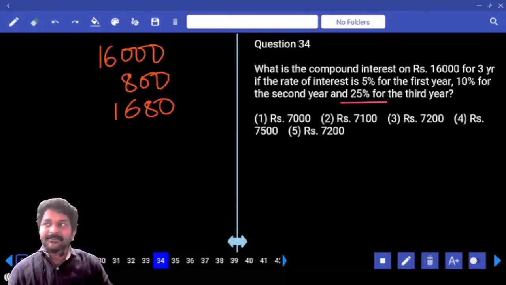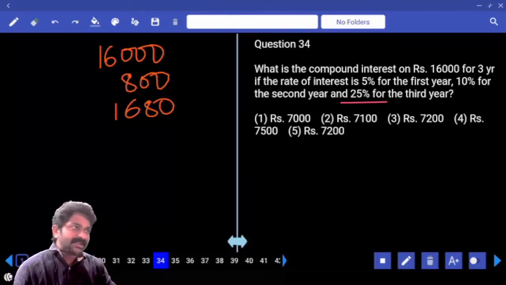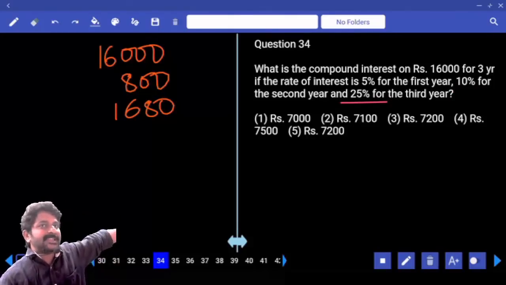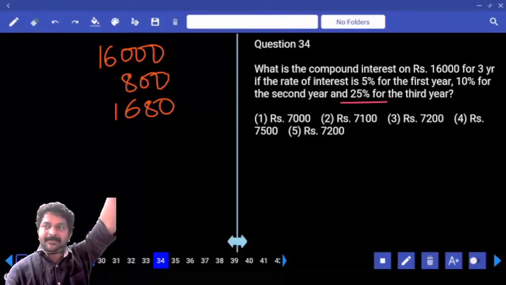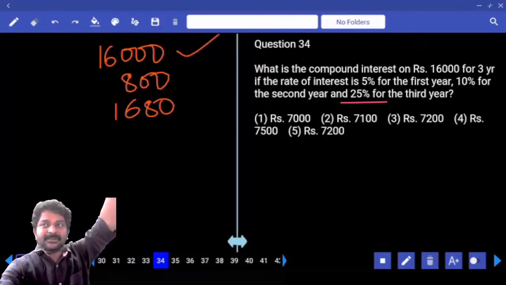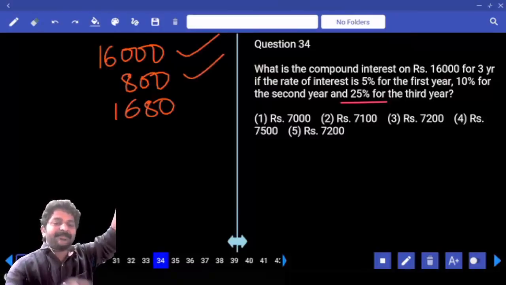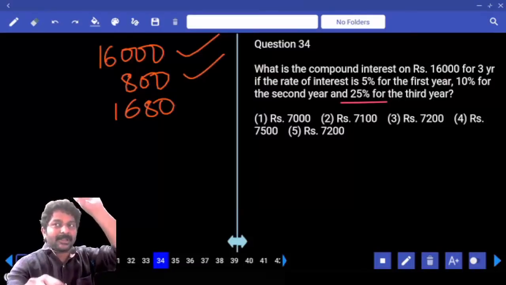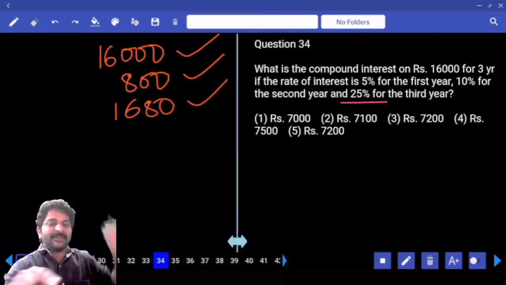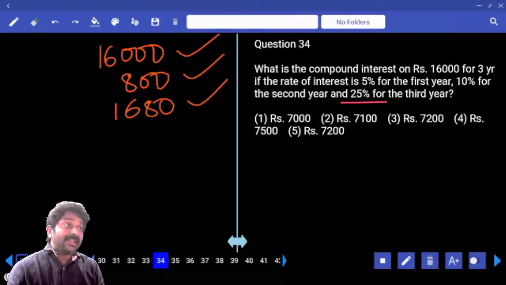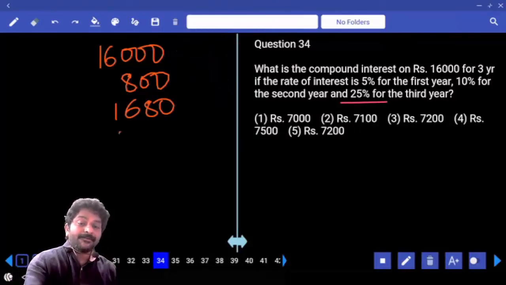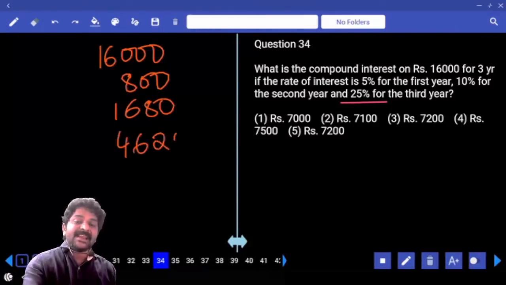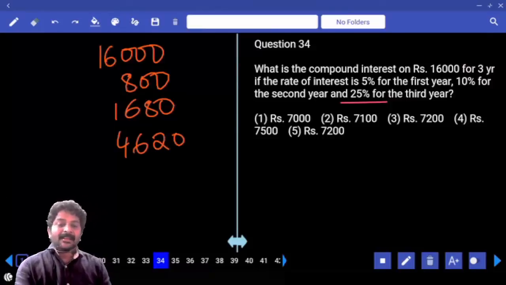Now what is third year interest? Which you can treat as 1/4 also? 25%? 1/4. How many numbers can you see now? Upon 3 numbers you have to calculate 25%. On this, what is 1/4? 4,000. Next, 1/4. 200. 4,200 so far. Remember, next, what is 1/4? 420. 4,200 plus 420. 4,620. Clear?